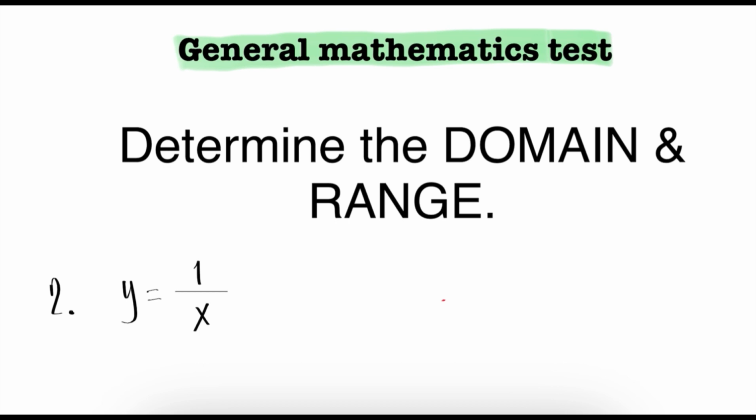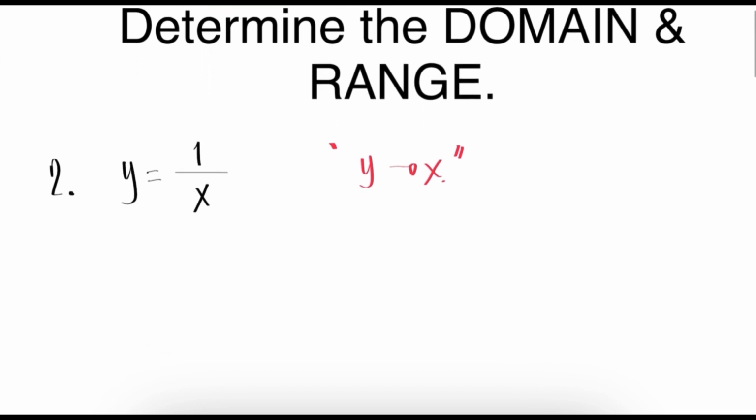Example number 2, the given function is y is equal to 1 over x. So again, to solve or to define the domain, always see to it that the equation must be solved for y in terms of x, or must be written in y form. Okay, for our solution, take note that the given y is equal to 1 over x is already in y form. So for an equation y to be real, the denominator x cannot be equal to 0.